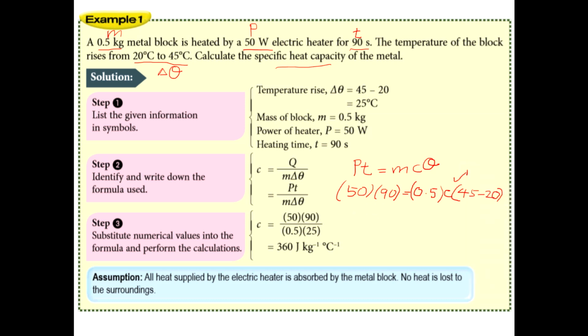Then when you show the change in temperature here, 45 minus 20, this is the second mark. And then your final answer, which you calculate using your calculator, with the correct unit, is mark number 3. So you can write like this, but I prefer students to write the formula and then substitute. So at least you can get marks for the substituted values and then your final answer.